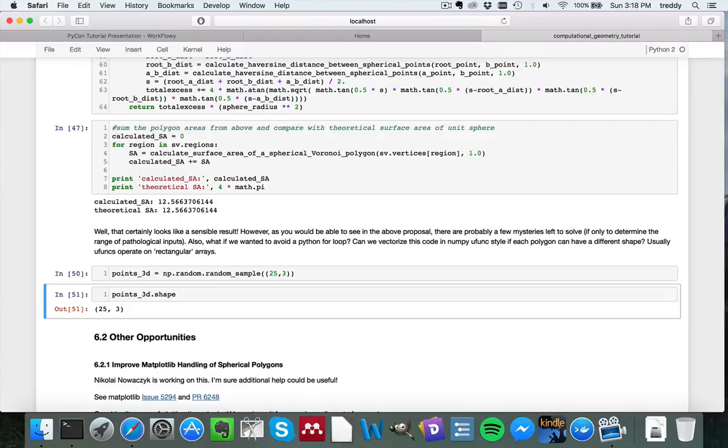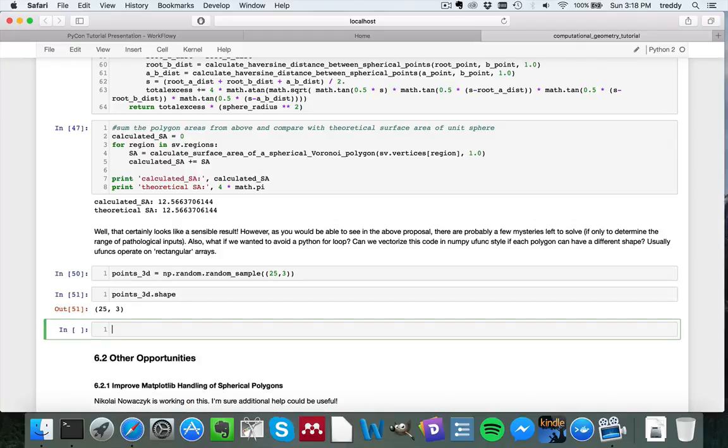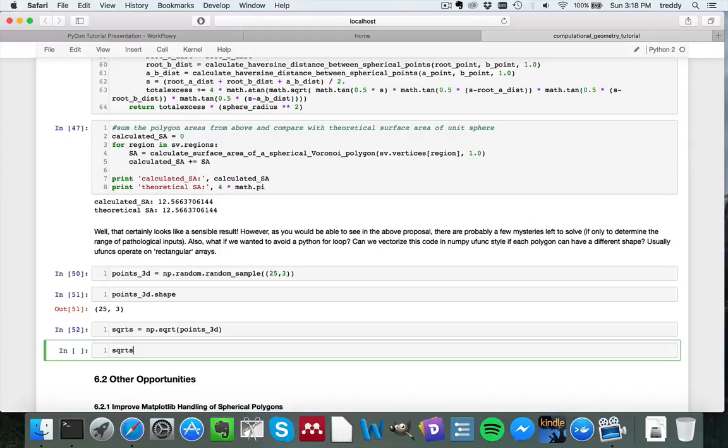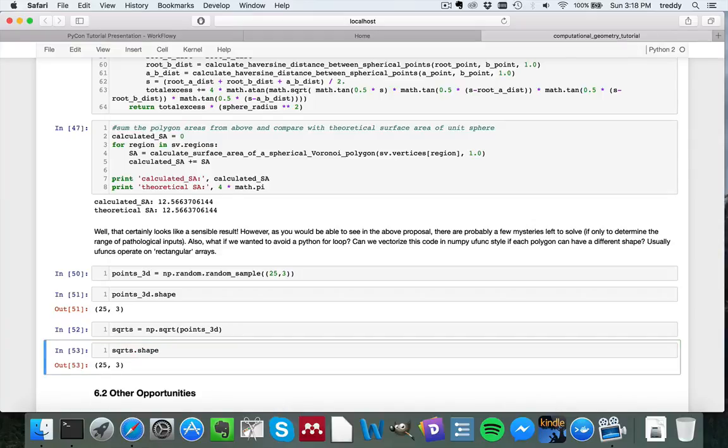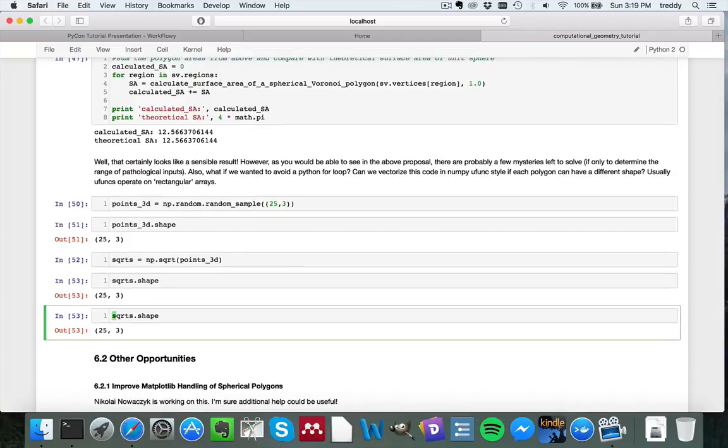And if we want to take the square root of every value in that array, we could easily use a NumPy universal function, numpy.sqrt, and then put in points 3D. I think that should work, if I'm not mistaken. And if we take a look at square roots dot shape, it has the same shape, right? Because the idea with these NumPy universal functions is that they operate on each element in the array very quickly.